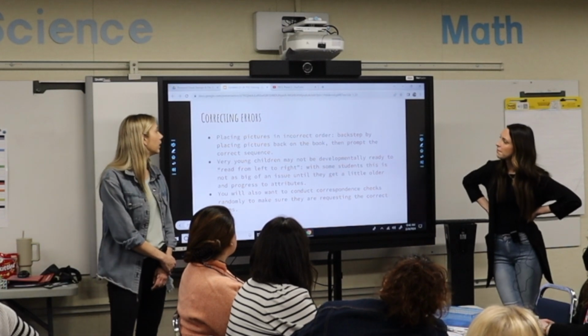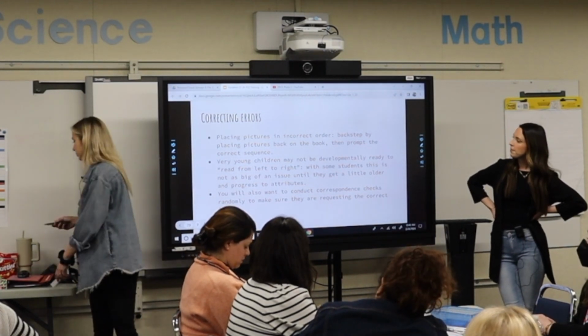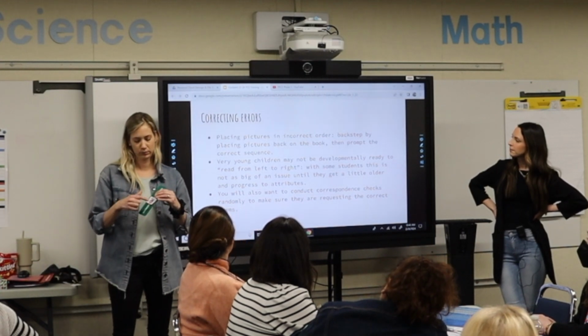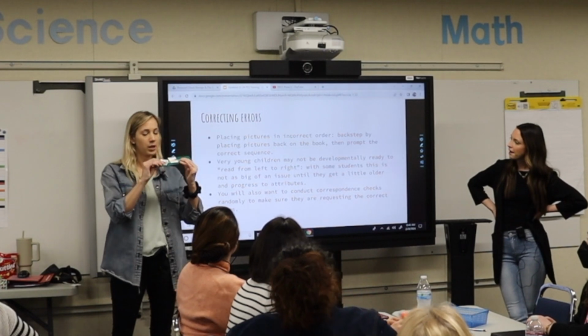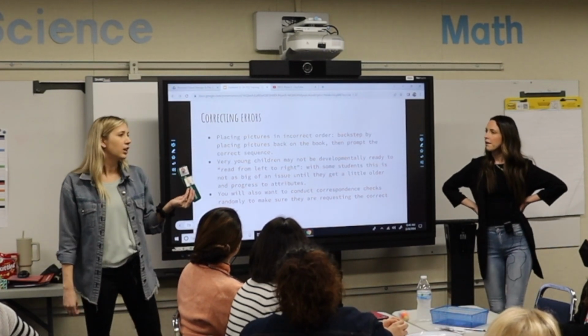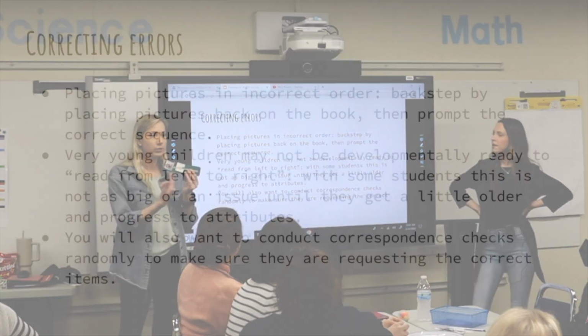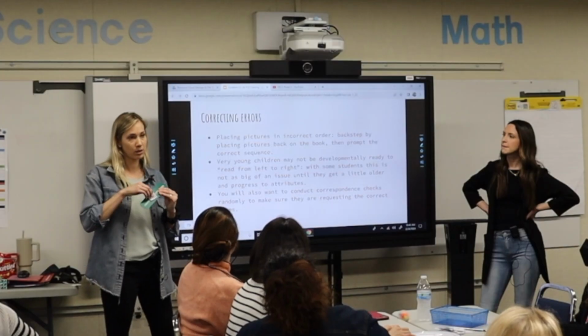Okay, so for correcting errors, obviously the kiddos can sometimes do the like I want and then squishy ball, so it's not the correct grammatical structure. This is okay for very young children. They might not be able to read from left to right, and they might not understand that. It's an issue if they're a little older, so then you're going to have to continue to prompt them to put it in the correct order. Does that make sense?